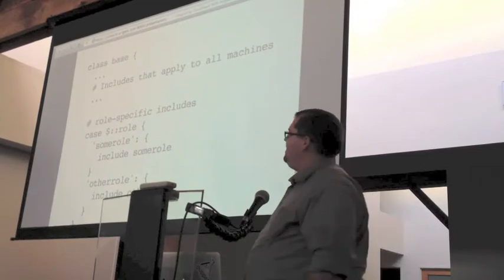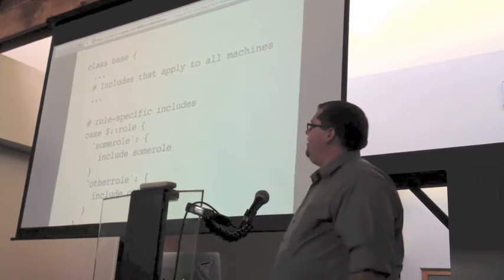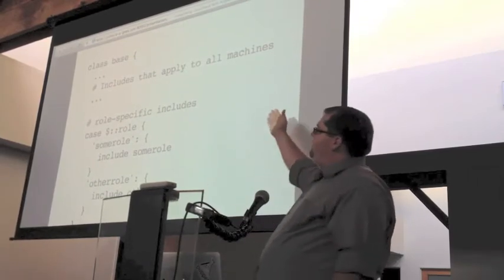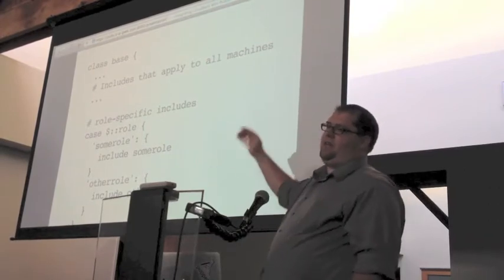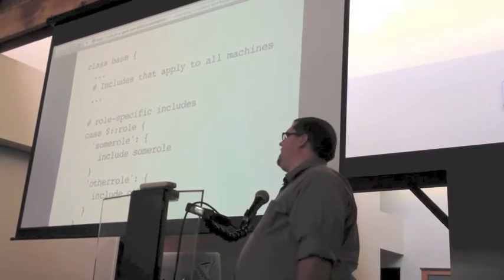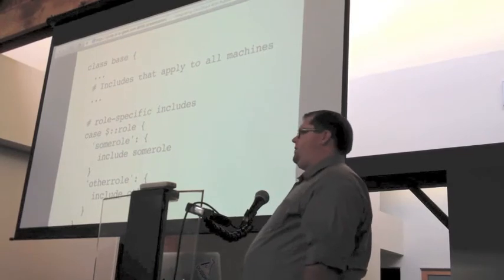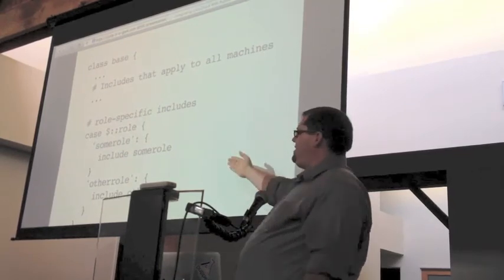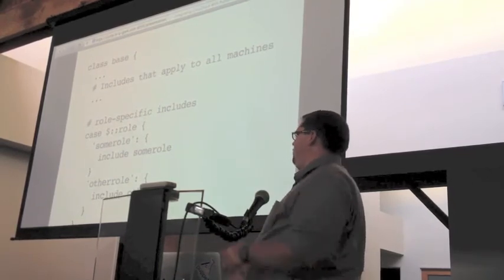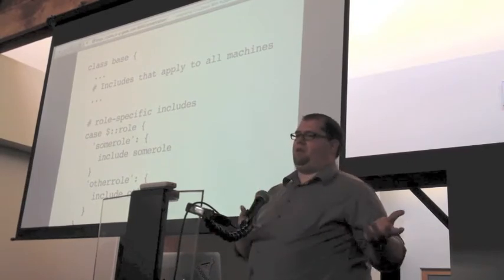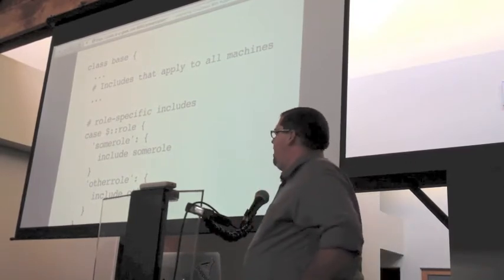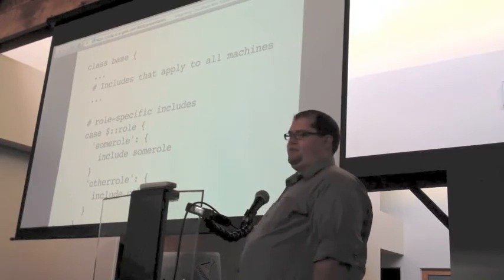So base is really just a gigantic case statement. Up at the top, I might have things that I include to all of my nodes, like maybe my SSHD configs, my DNS servers, things of that nature. And then I have a giant case statement that says, hey, if you're role A, apply this particular manifest or set of manifests. If you're role B, go do something else.